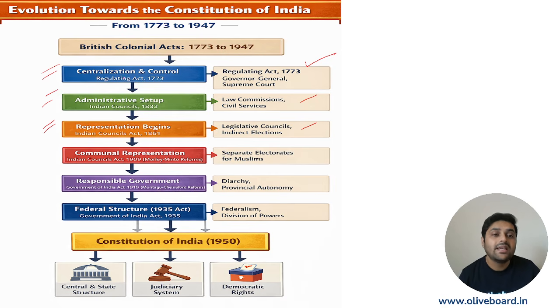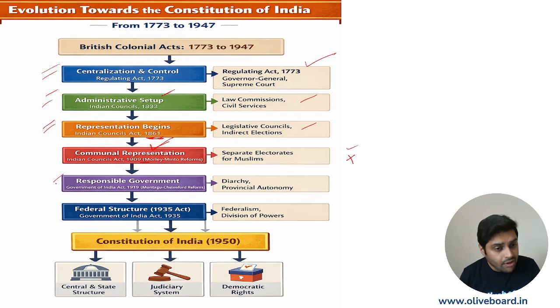Now, what are those? Centralization and control came from 1773. Administrative setup came from 1833. Representation began from 1861. Representation, democracy, voting, communal representation began in 1909. We will see not just the things which we took from the Britishers, we'll also see which we didn't take into the constitution.